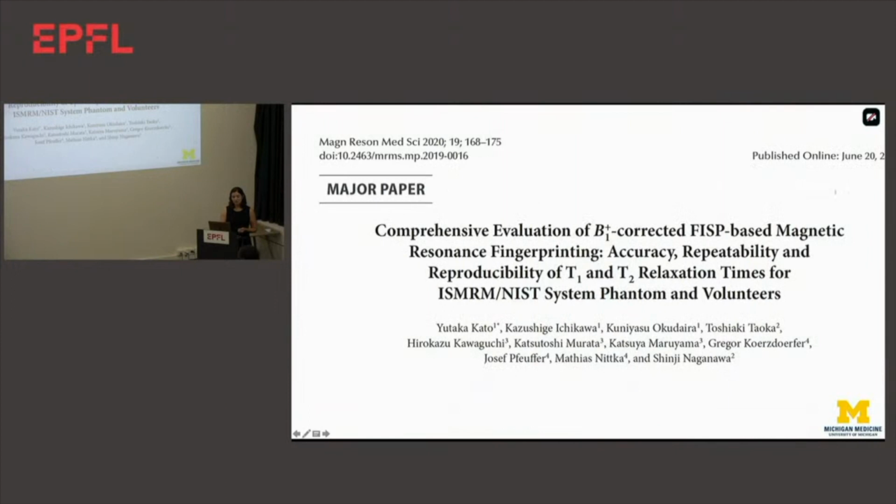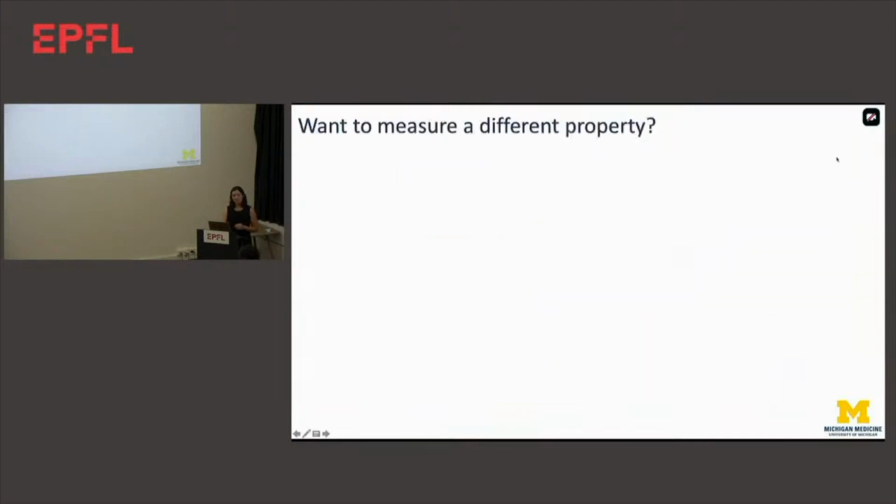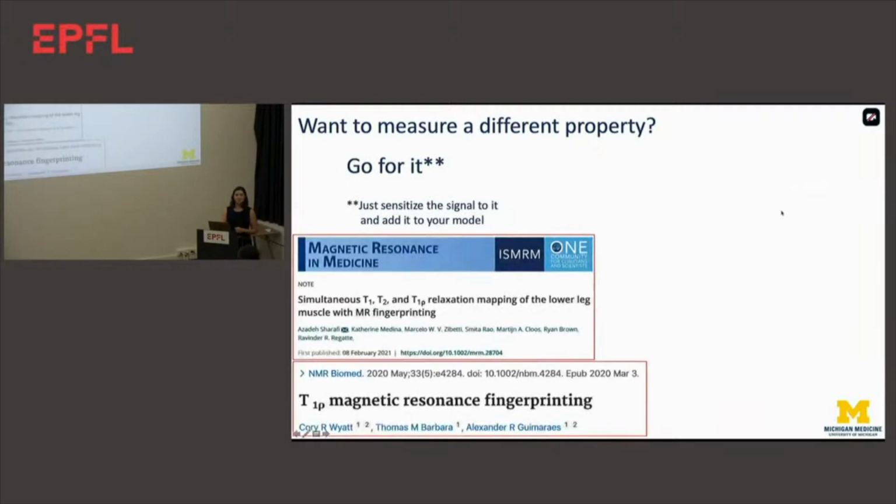Other groups have looked again at, this is a RF-corrected, FISP-based MRF, and we see the same thing. The coefficients of variation on different scanners for different parts of the brain are pretty low, actually. We're getting now to the accuracy and precision, hopefully, that we saw in 1987, when we were doing some of those slower measurements. So this is great. And the nice thing about fingerprinting is that if you want to measure a completely different property, maybe not something that's confounding, but something else that could be helpful to characterize the tissue, you can just go ahead and measure it. You just have to sensitize your signal to that property and then add it into your model. So this has been successful for T1 rho mapping in addition to T1 and T2, T2 star, right?